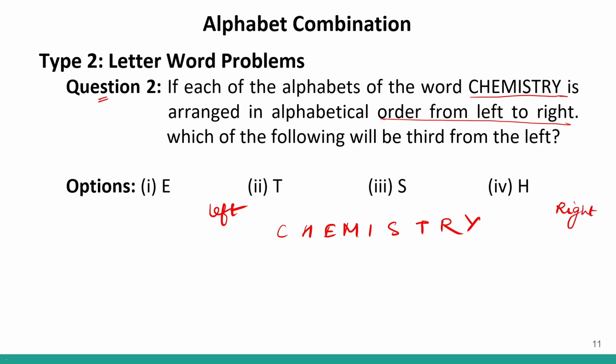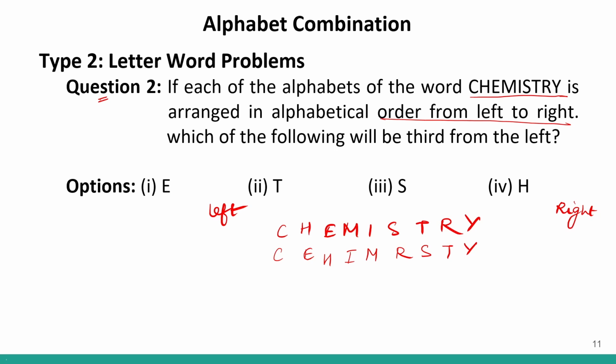So first will be C, then we will get E, correct? C, E. Then we will get H, I, correct? Then we will get M. Then we will get R, S, T, Y. This will be arranged like this, correct? This is H. So this will be the arrangement from left to right.